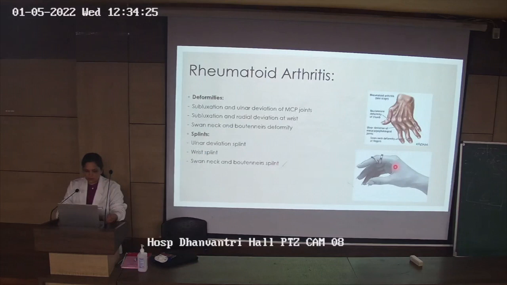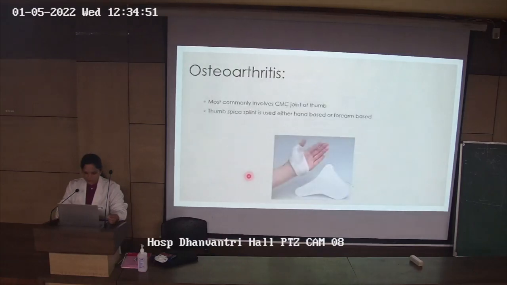Then rheumatoid arthritis. The common deformities seen in rheumatoid arthritis are subluxation or ulnar deviation of the metacarpophalangeal joints, subluxation or radial deviation of the wrist, swan neck deformity or Boutonniere deformity. The splints are given according to the name, for correction of the deformity only, that is the ulnar deviation splint, wrist splint, or swan neck and Boutonniere splint. In osteoarthritis, it commonly involves the carpometacarpal joint of the thumb. So again, a thumb spica splint is given.